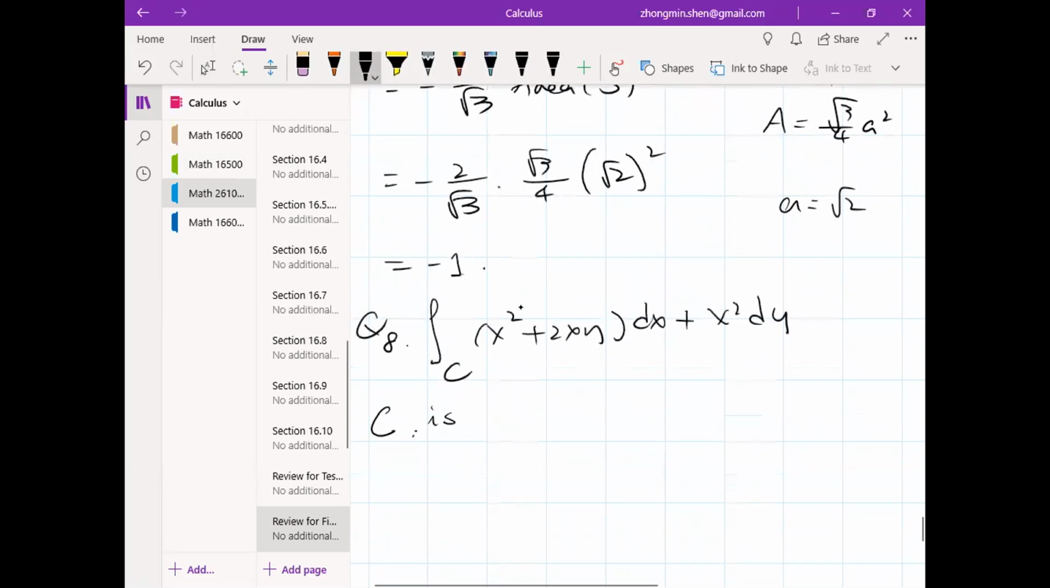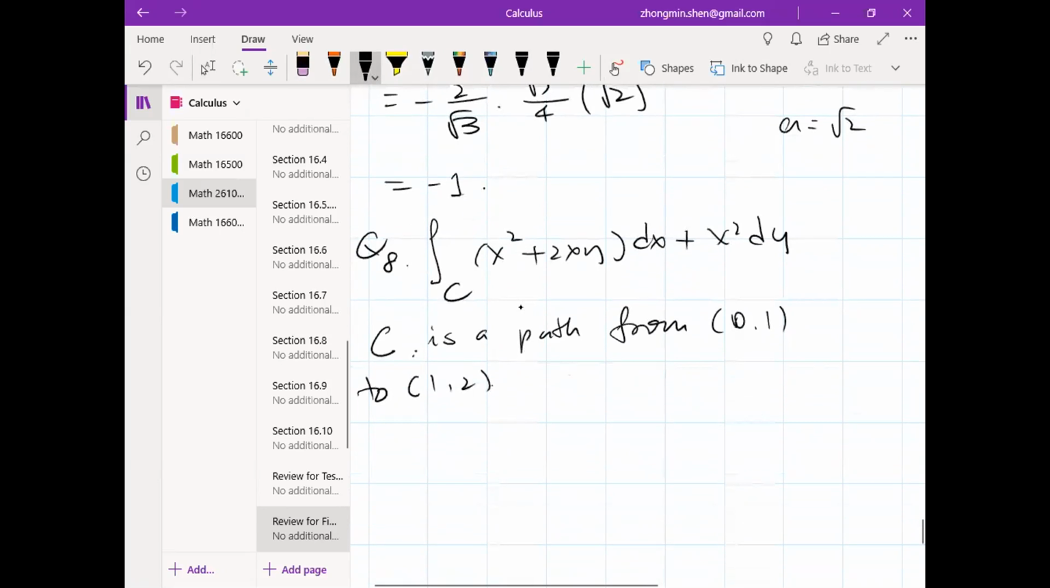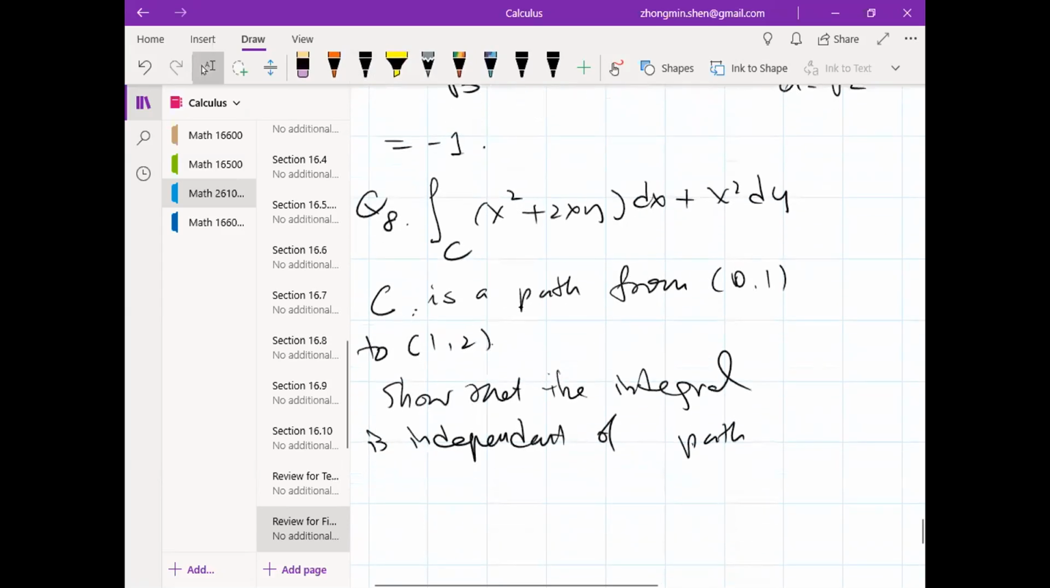C is the path from (0, 1) to (0, 2). You have to show that the integral is independent of path between these 2 points.